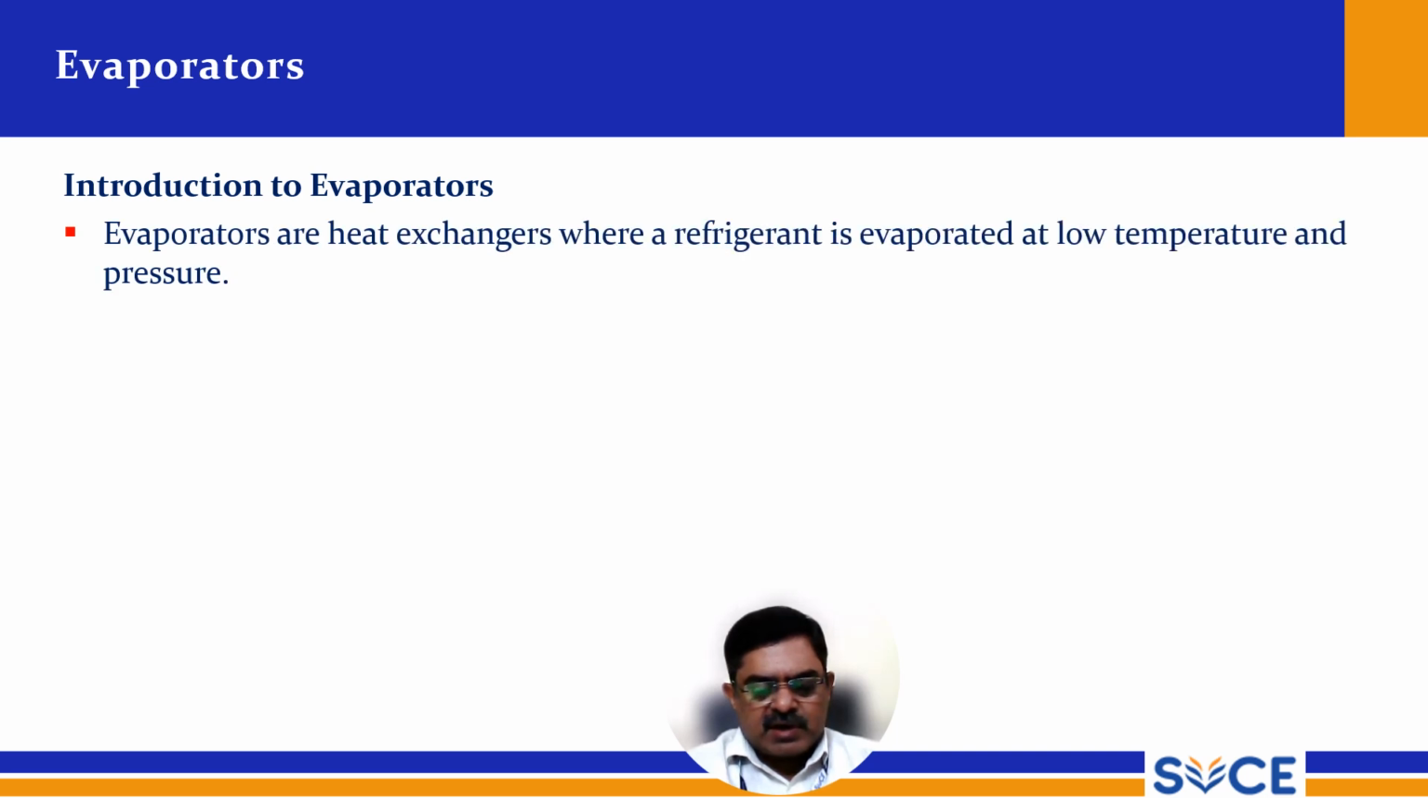So evaporators are heat exchangers. Condensers also normally act like heat exchangers, whereas evaporators are also heat exchangers where a refrigerant is evaporated at low temperature and pressure. So this is the difference between evaporator and condenser. Here the refrigerant is evaporated at low temperature and pressure.